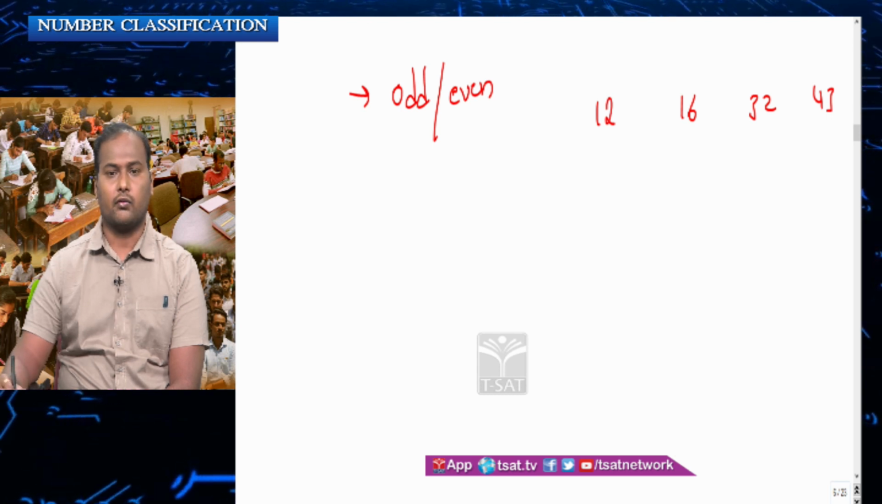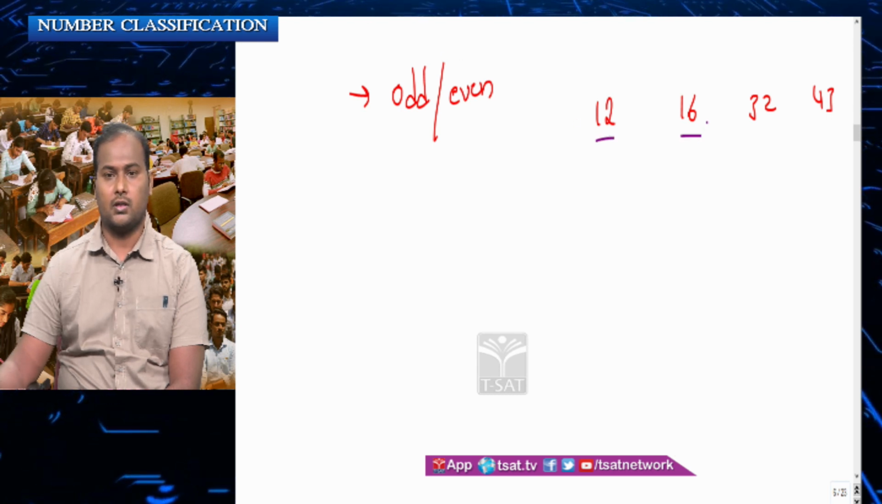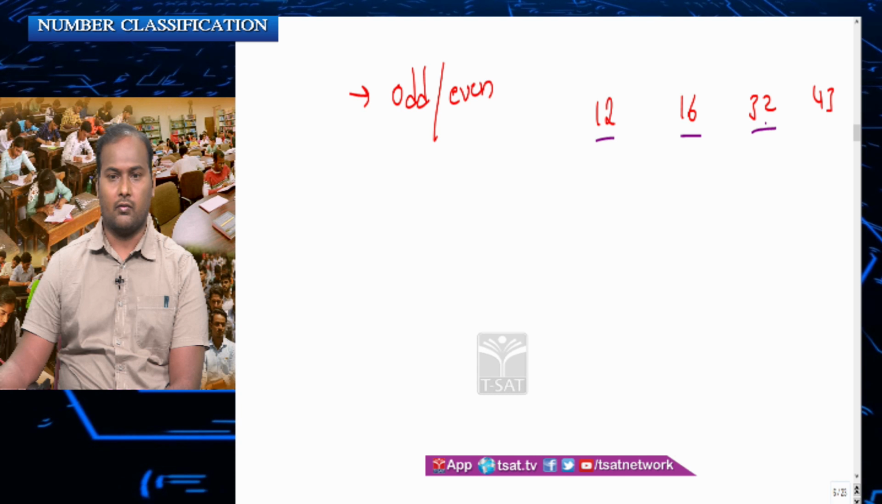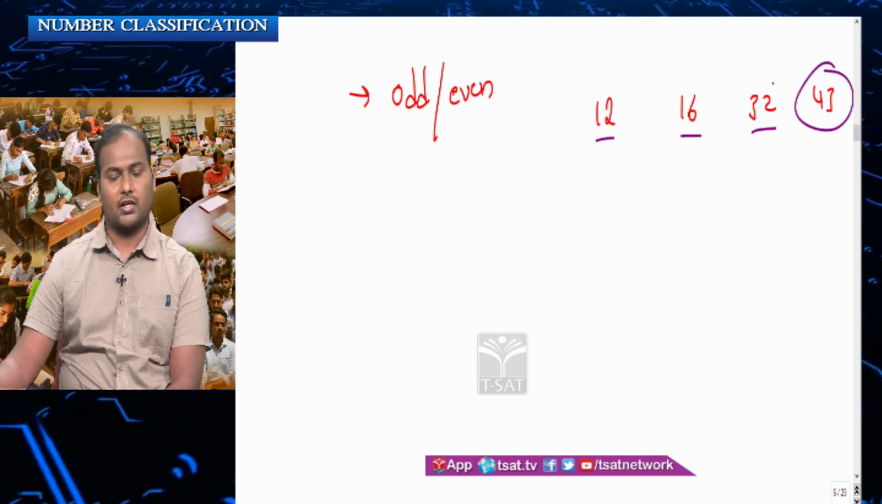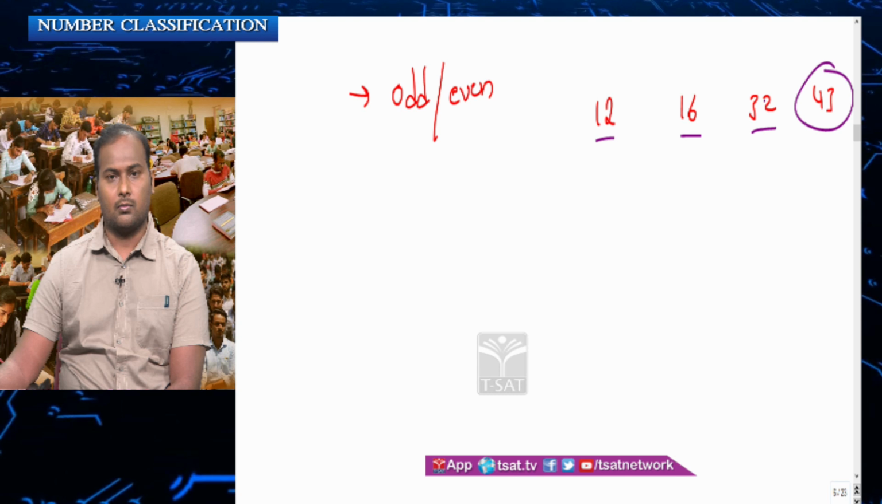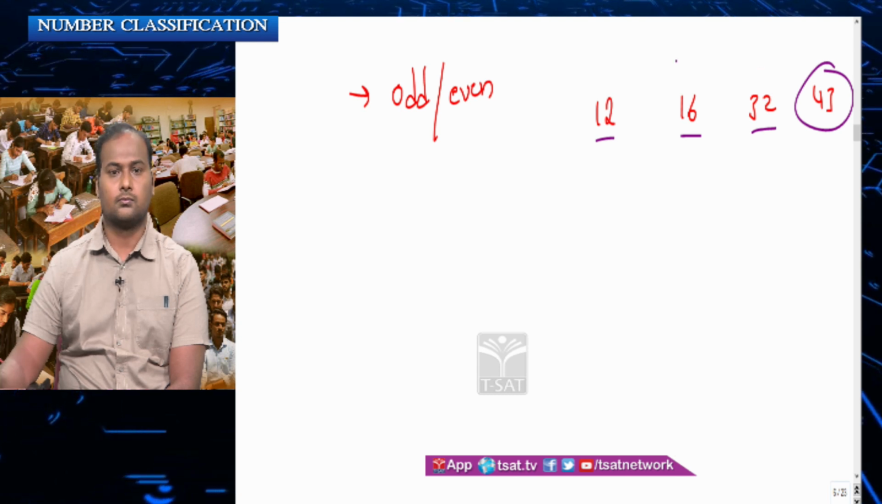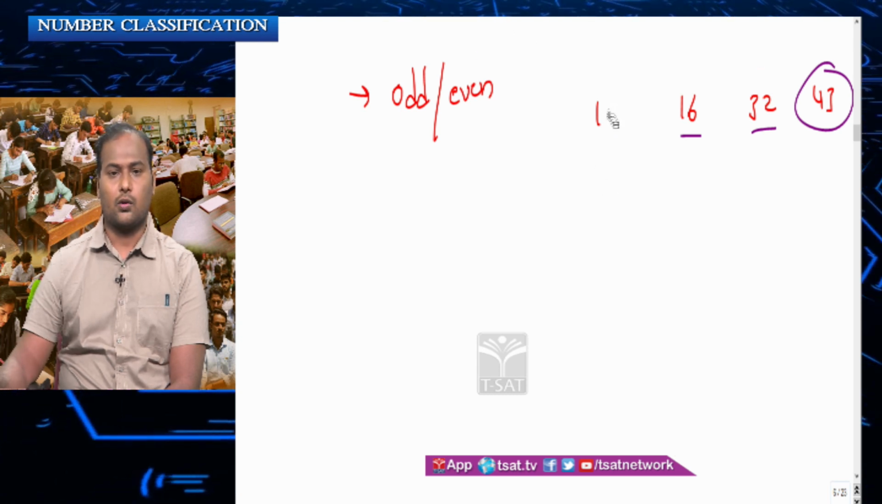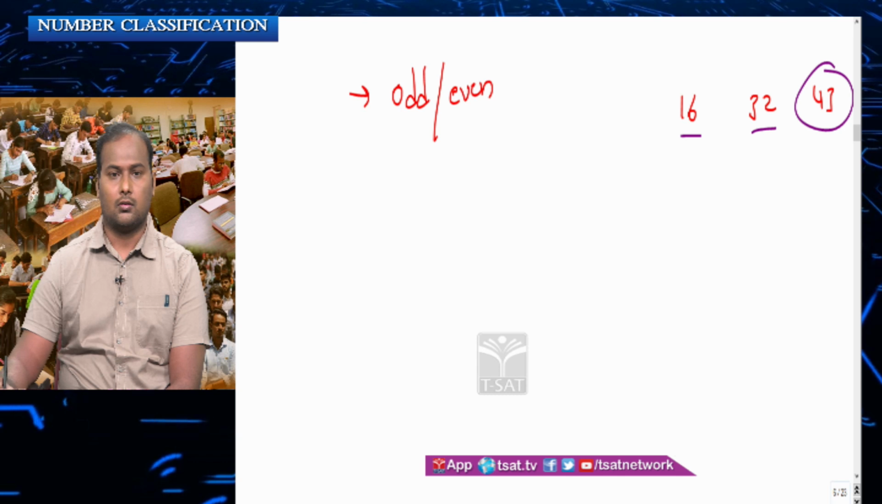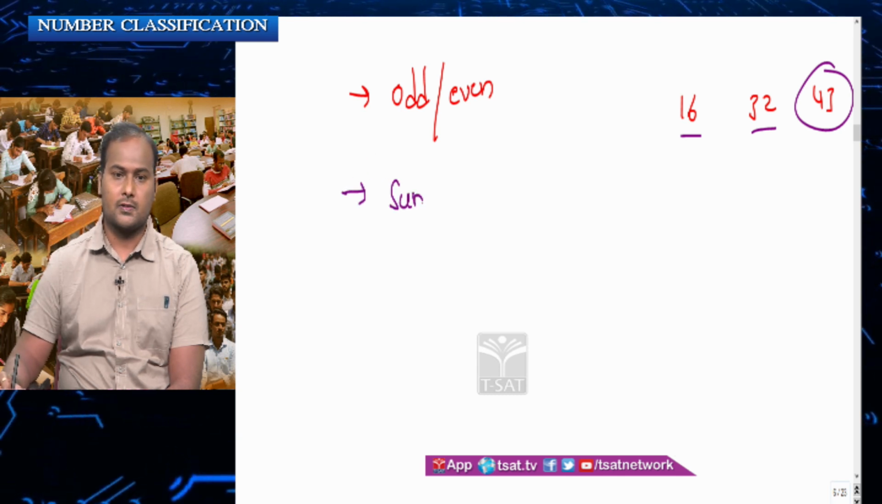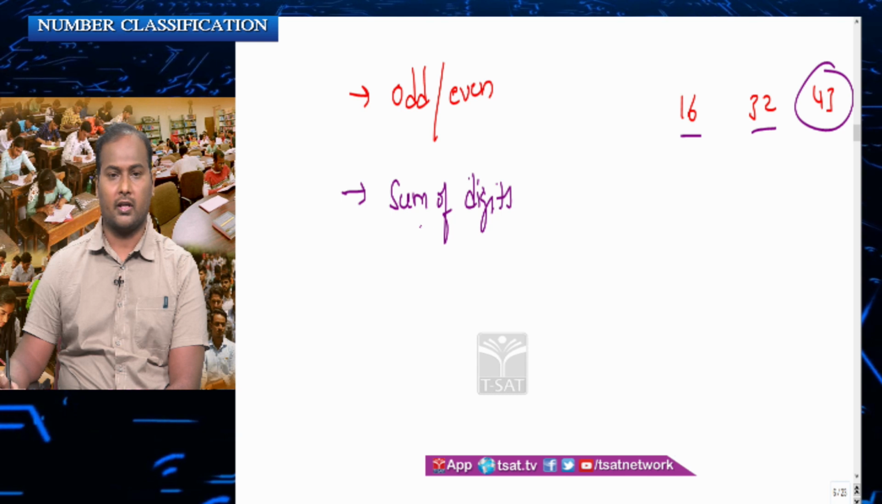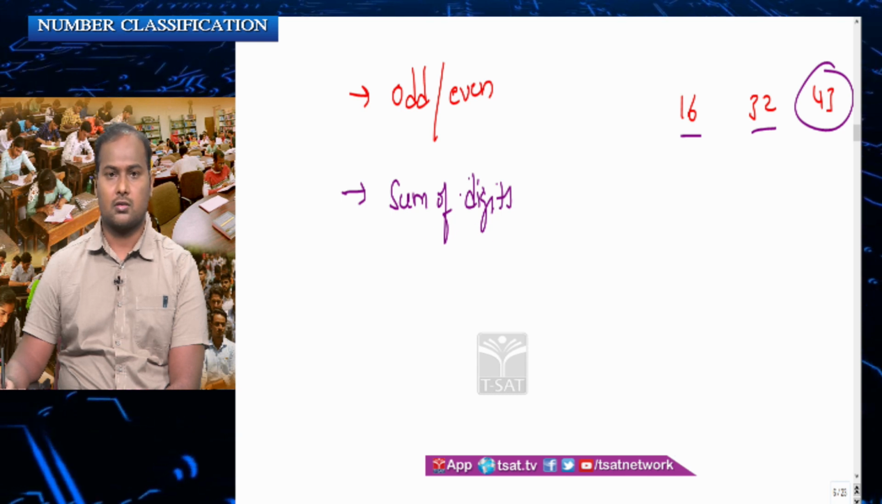The moment you see this, we know 12, 16 and 32 are even numbers and 43 will become an odd number. So you can expect a question based on even numbers and odd numbers as well. And the next very important area we need to focus on is sum of digits. This is very important. We can expect questions based on sum of digits.